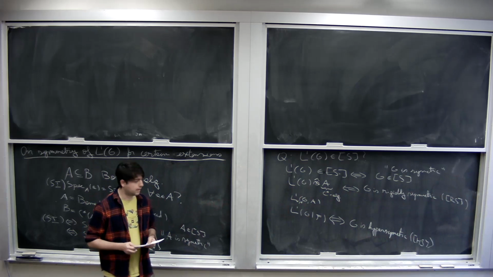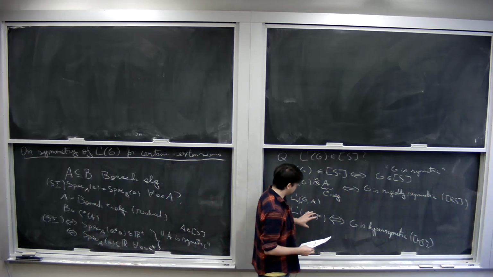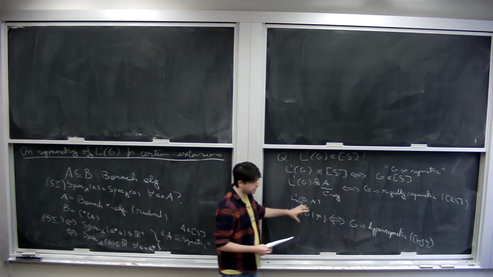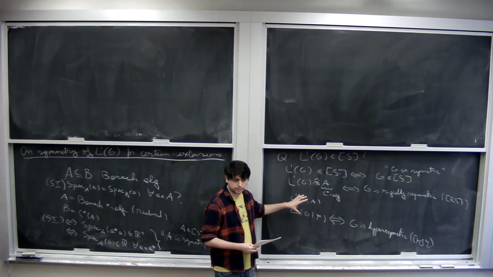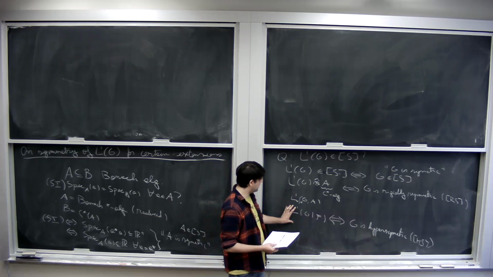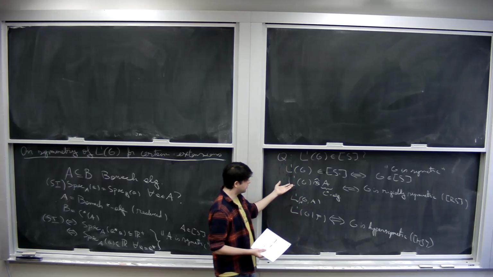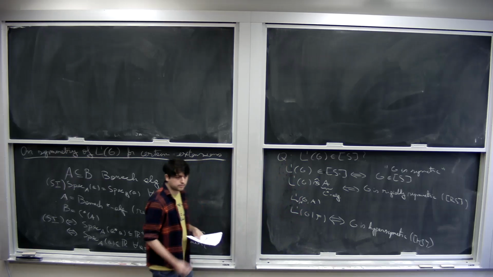Maybe I didn't mention it, but each one of these conditions is stronger than the previous one, right? Because every twisted action algebra is a Fell bundle algebra. This algebra is one of these algebras with trivial action, and this is just this algebra taking A to be the complex numbers.